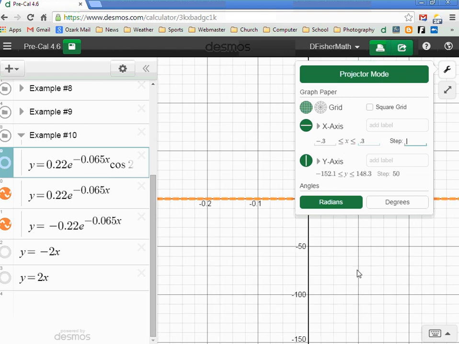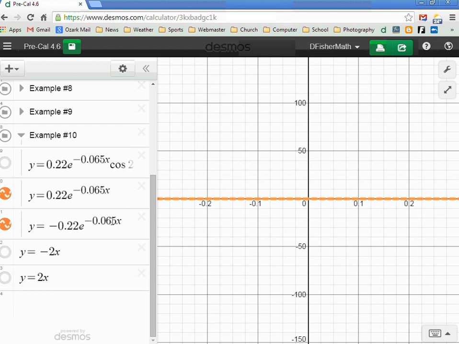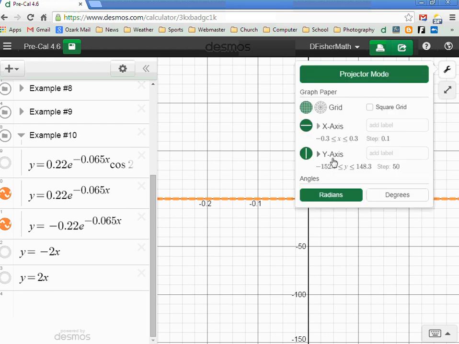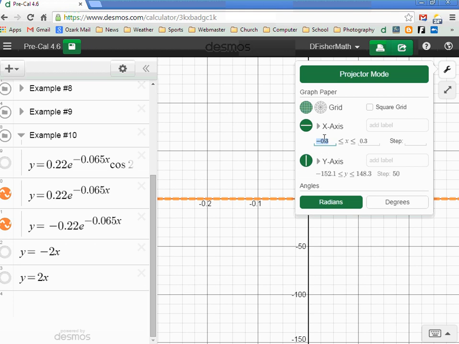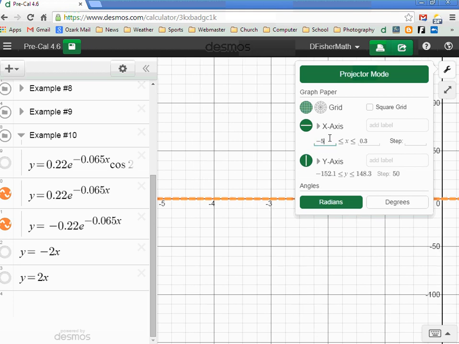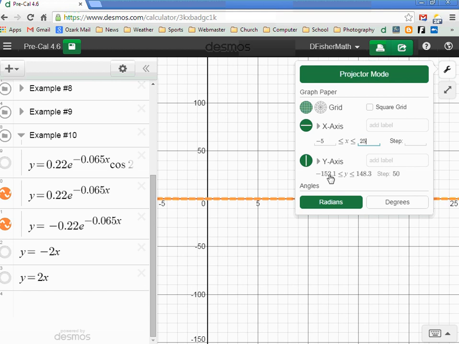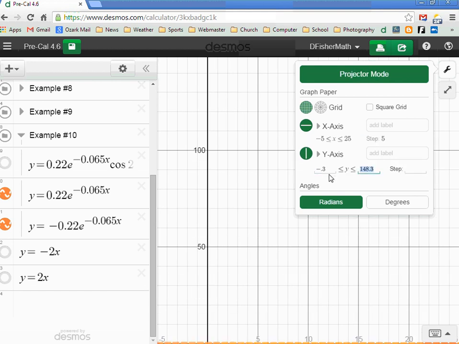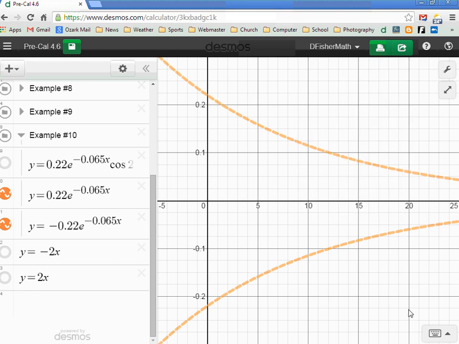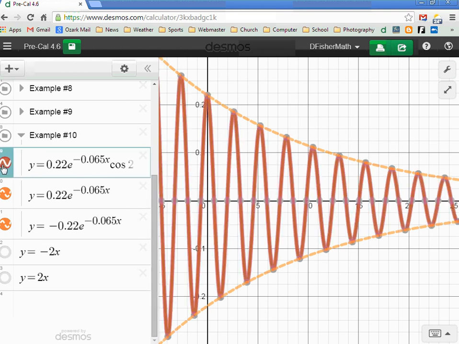Did I not change my y's? Did I change the wrong thing? Oh, I changed my x, didn't I? I'm going to go from -5 to 25. Now let me change my y. -0.3, positive 0.3. There we go. Now I can see it a whole lot better. That's inside. Now I'm going to turn on that function right over here. So there it is. Notice right at 0 it starts at its maximum. And there it's oscillating between those two lines.